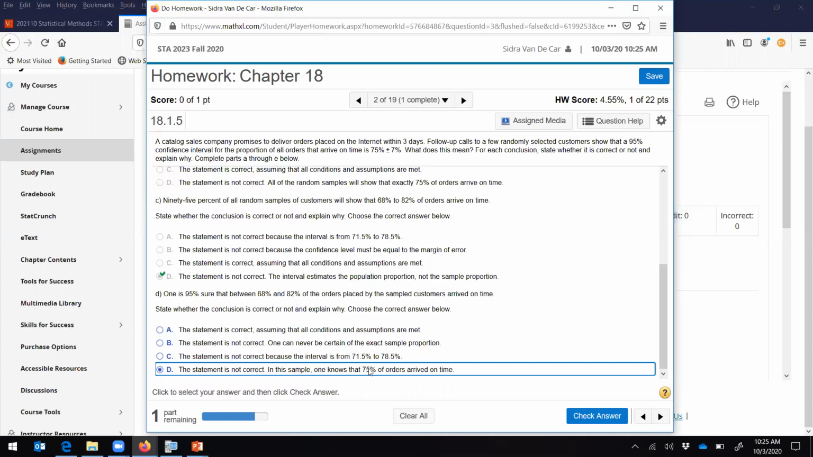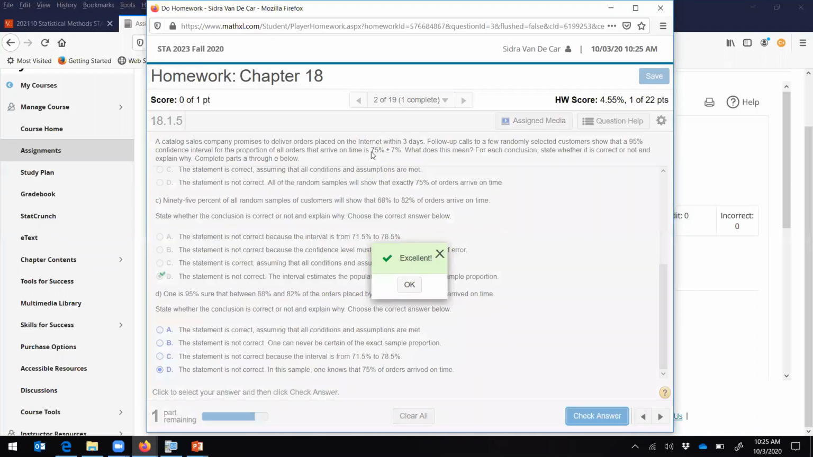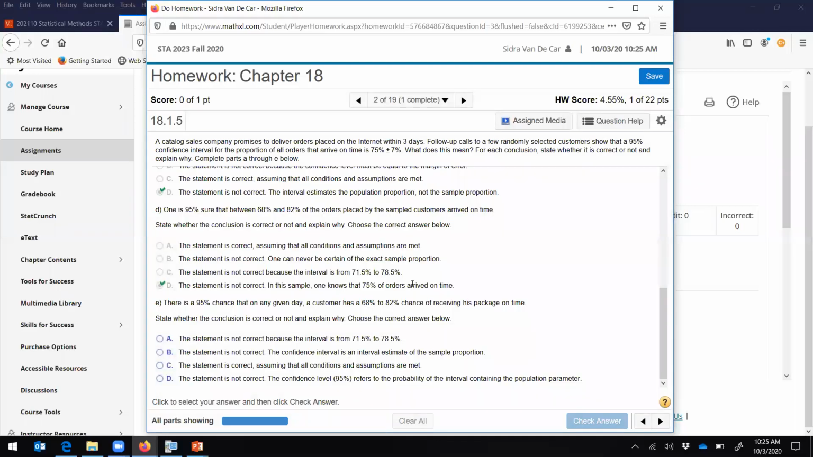In this sample, we know that 75% of our orders arrived on time. That's how we got that 75% here as the estimate. It's based on the sample, okay? But the uncertainty is whether that reflects the population proportion.